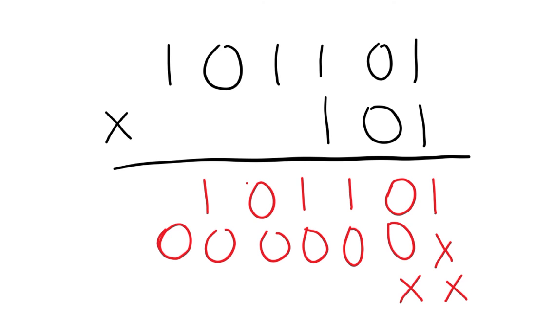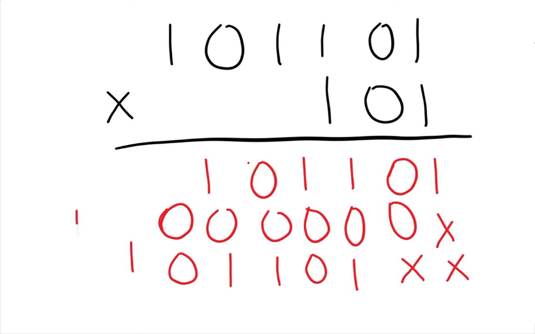So 1 into 1 is 1. 1 into 0 is 0. 1 into 1 is 1. 1 into 1 is 1. 1 into 0 is 0. And 1 into 1 is 1. Now we're going to add these numbers together.